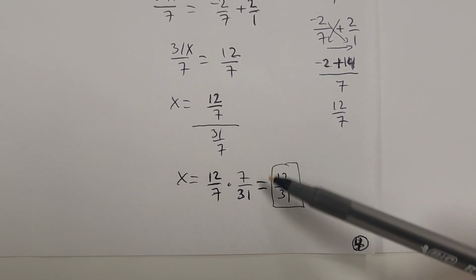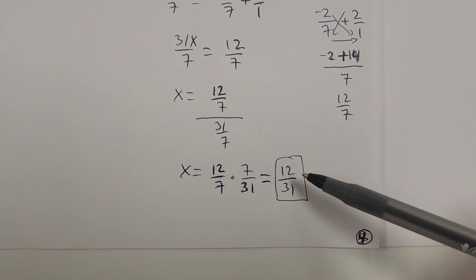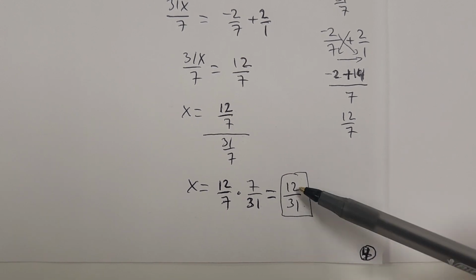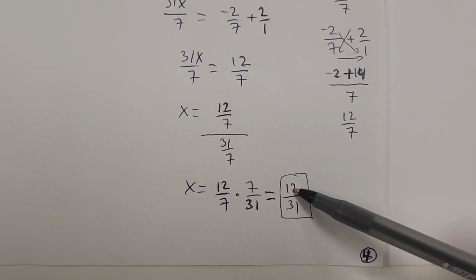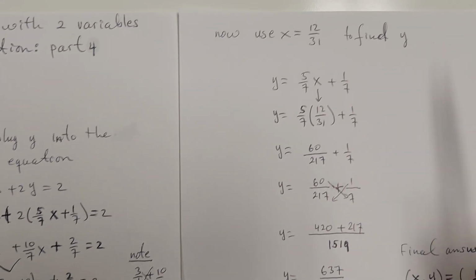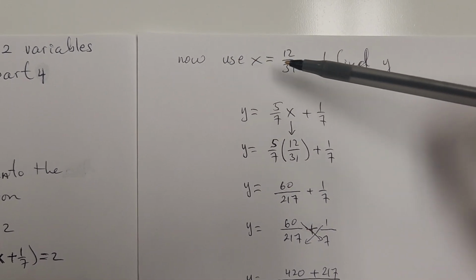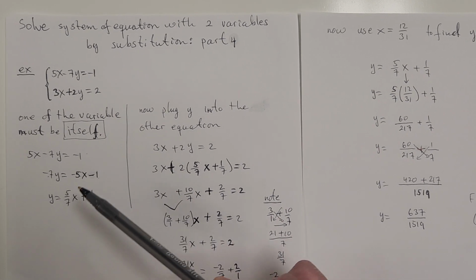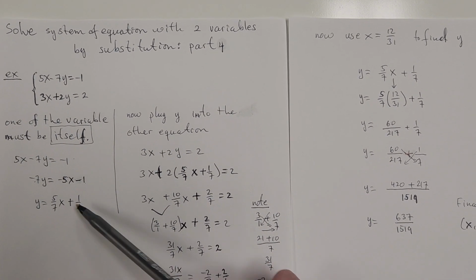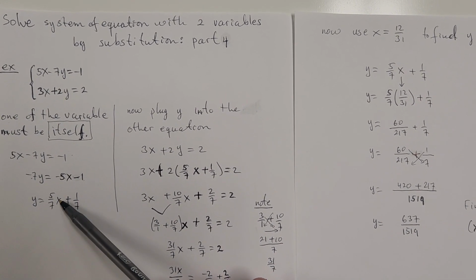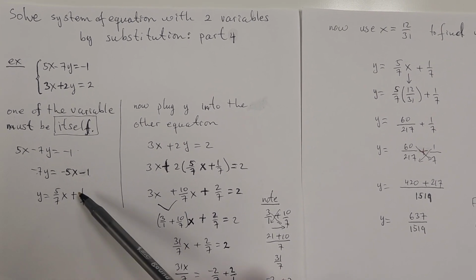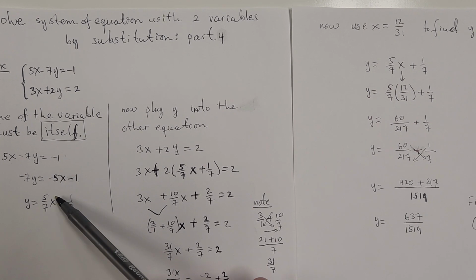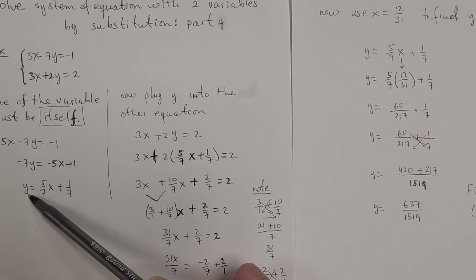Now take this x value where I'm circling and go find the letter y. I have it over here. Now use the x value to find y. If you go back to the beginning, this is my y right here. I'm going to put x in this y right here. I'm going to put the 12/31 here so I can get the letter y.